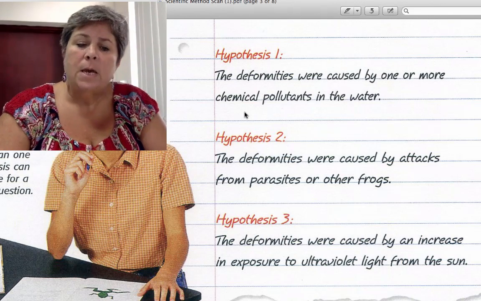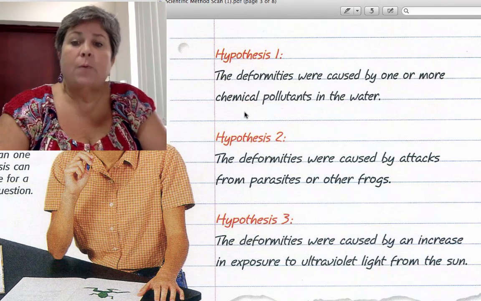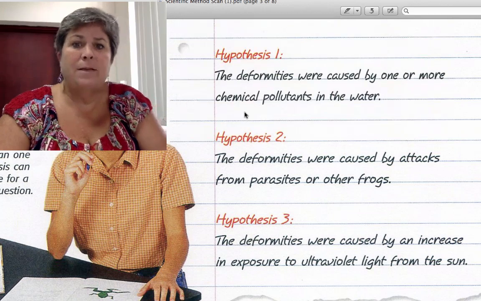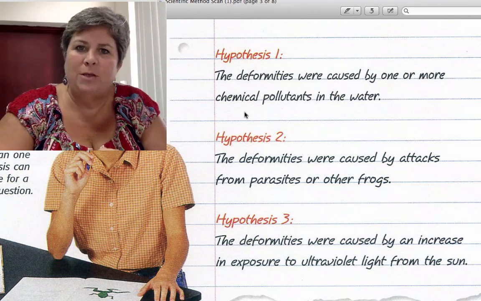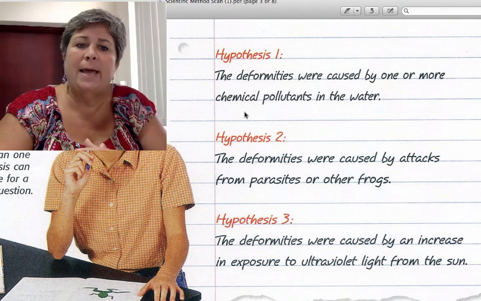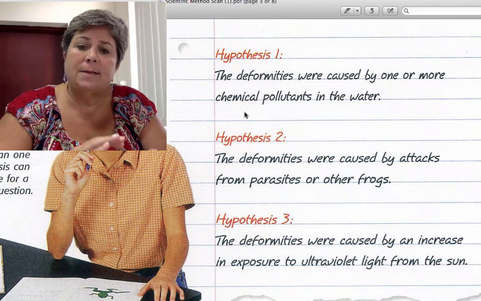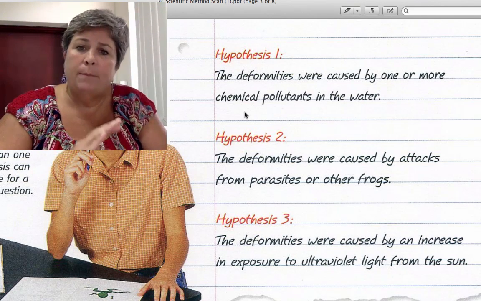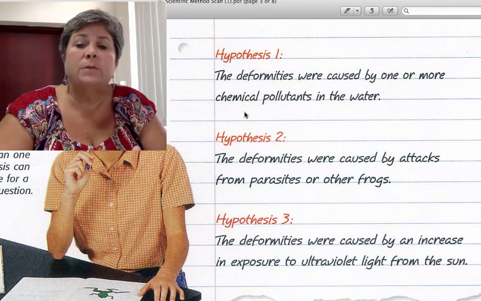The second hypothesis is that they were caused by attacks from a parasite or from other frogs. Maybe there were some really aggressive frogs and they were cannibalizing each other or eating their legs or something like that, or that it was some kind of disease like a parasite, a bacteria of some kind, maybe a protist, some type of fungus that was causing it.